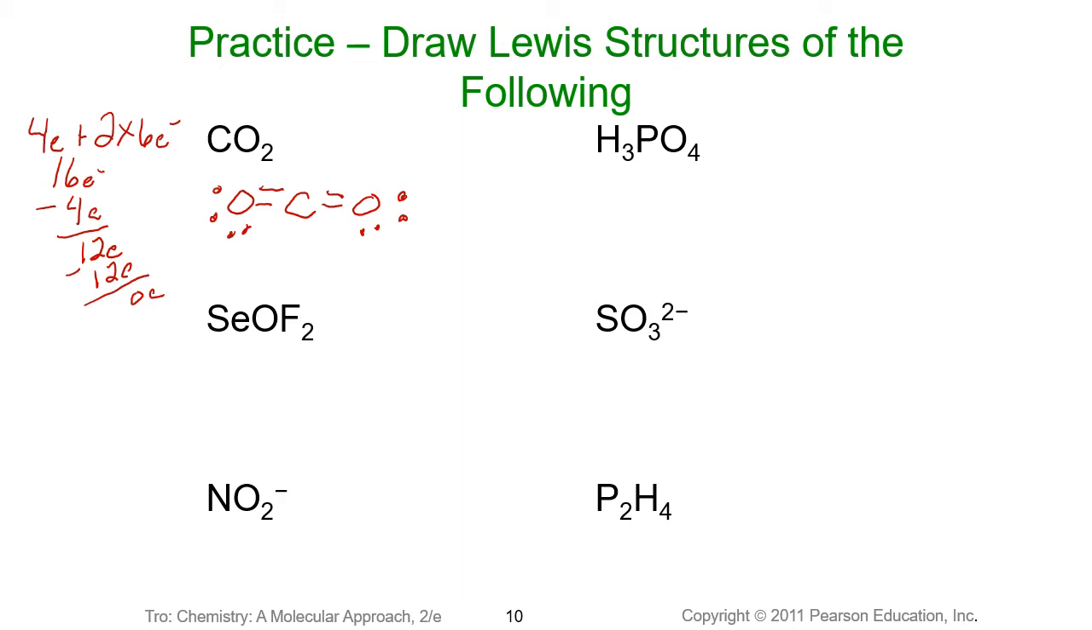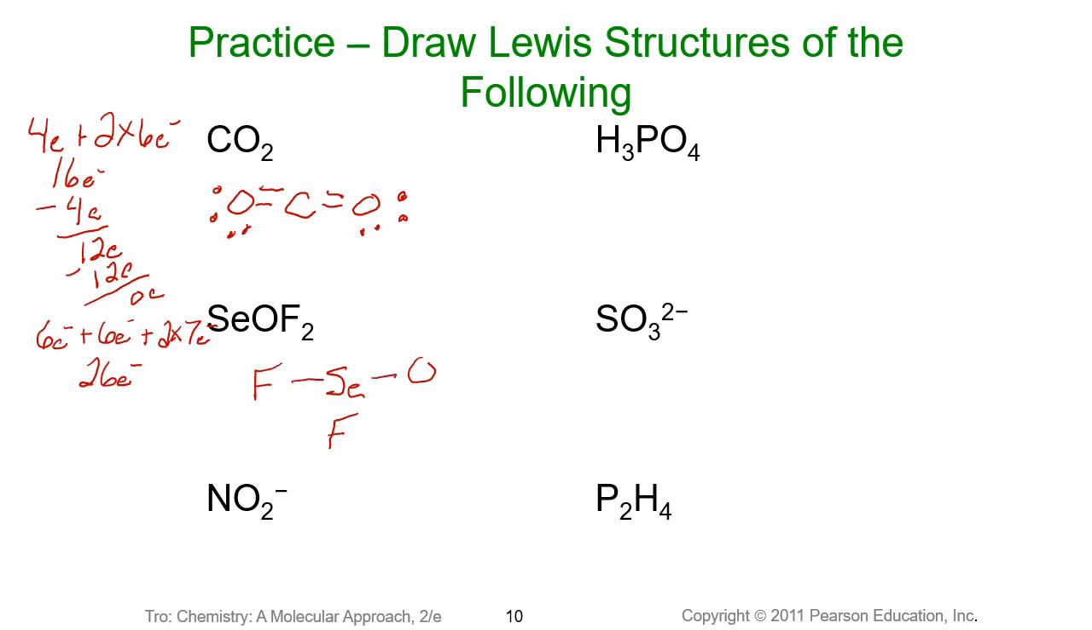For SeOF2, Se is going to have 6 valence electrons. Our oxygen is going to have 6 valence electrons, and each fluorine is going to have 7 valence electrons. This gives us a total of 26 electrons to work with. We want the least electronegative element in the center, which in this case is the selenium, and we draw the other elements around the outside.